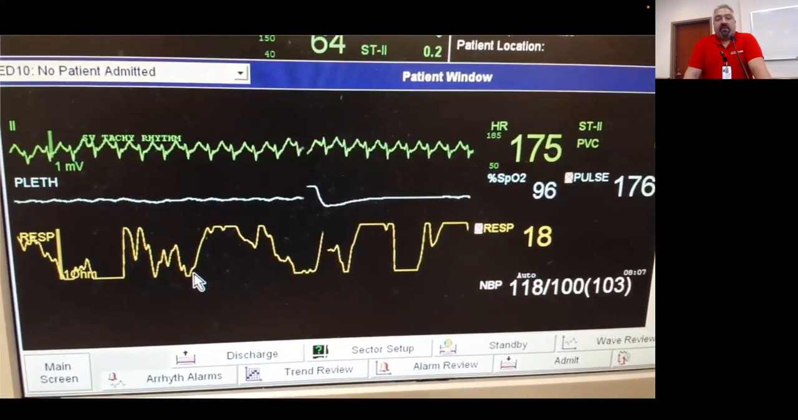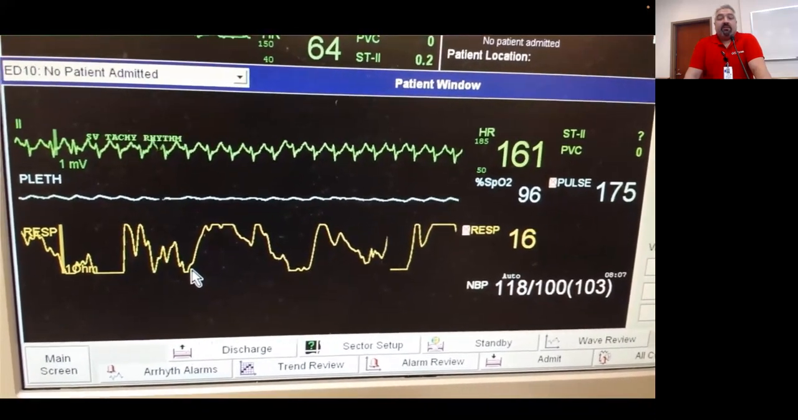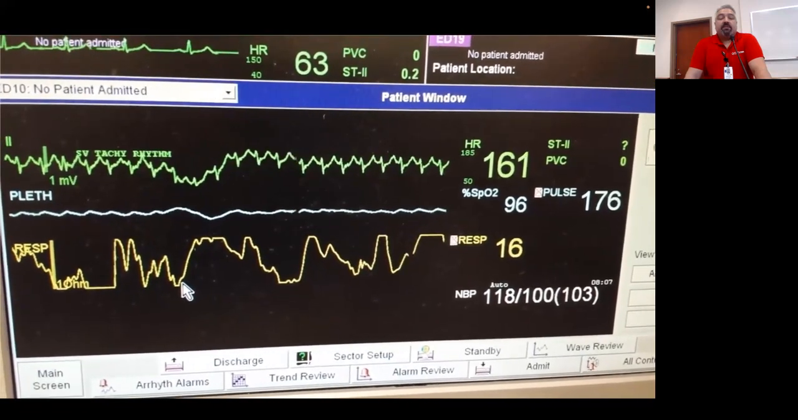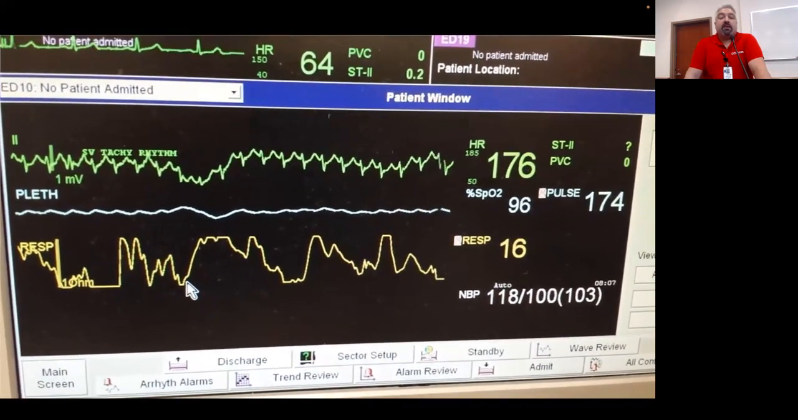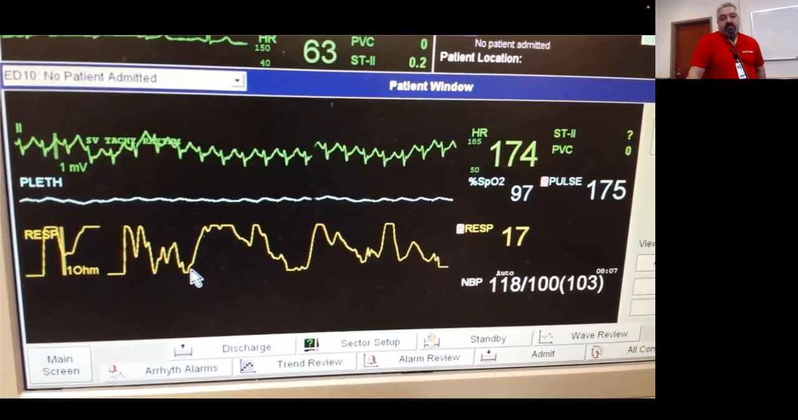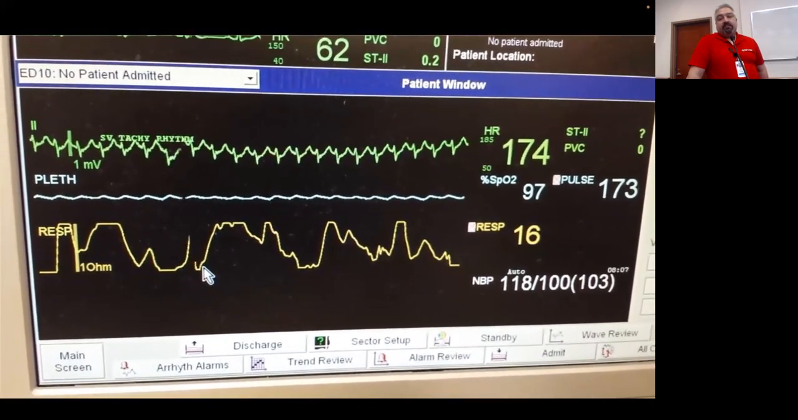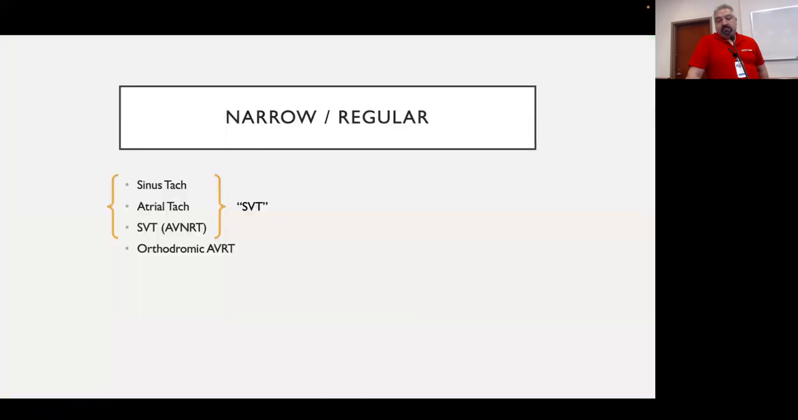So this is a video of a patient in SVT. It's narrow. The rate is constant other than the machine seeing artifact and missing it. You see that, it just sits at that heart rate basically. So like I mentioned, all three of these narrow regular rhythms are SVTs because they're occurring above the ventricles. Even though when you say SVT, what you mean is AVNRT.